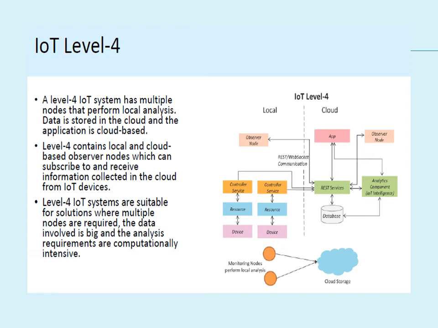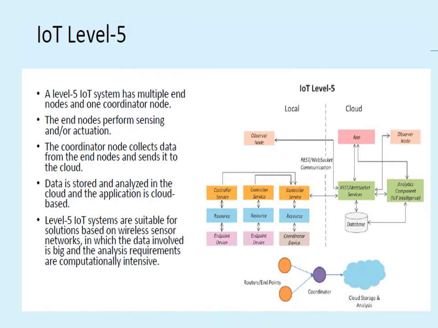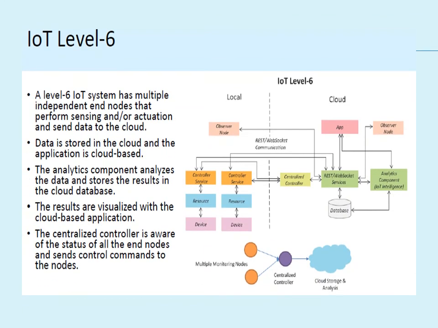Next we are moving on to IoT level 5. There are no multiple independent nodes, but only the end node performs the sensing and actuating. Here the coordinator node collects the data from the end nodes and sends it to the cloud only, and the data can be analyzed in the cloud and the app can be here. So it is also a cloud based one, and it is suitable for wireless sensor networks, for example Wi-Fi and the like.